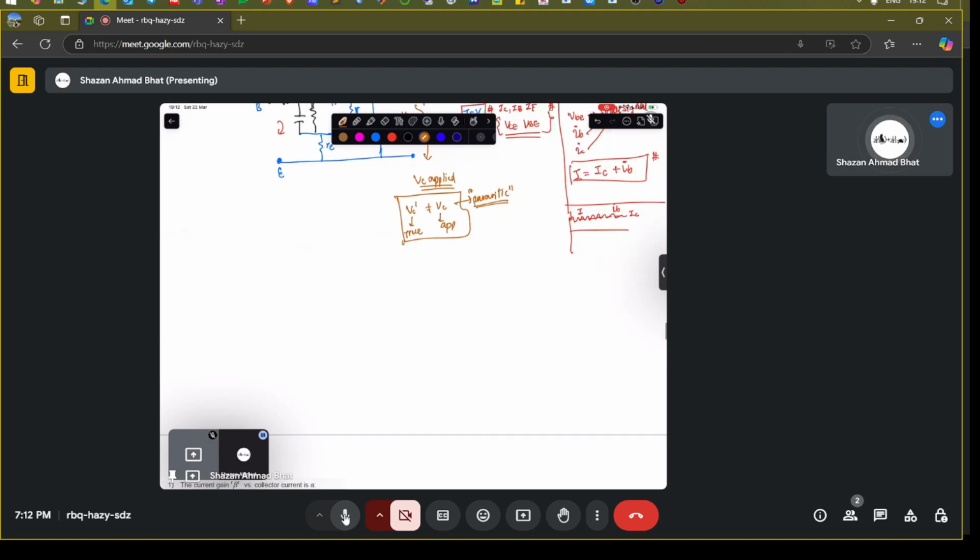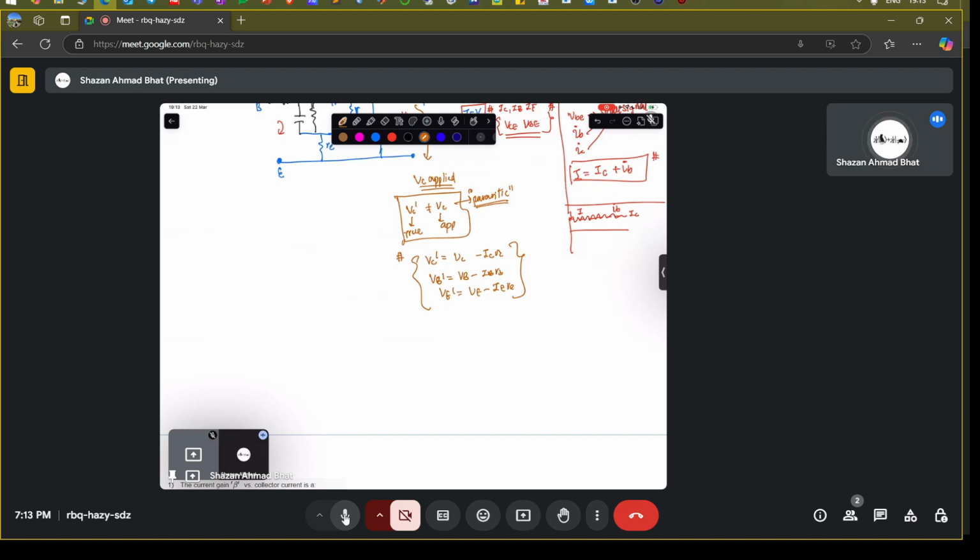So you might know from your basics that you write VC dash equal to VC minus IC RC. You write VB dash equal to VB minus IB times RB. And you have VE dash equal to VE minus IE RE. These are the current-voltage equations which can be looked at in this hybrid pi model.